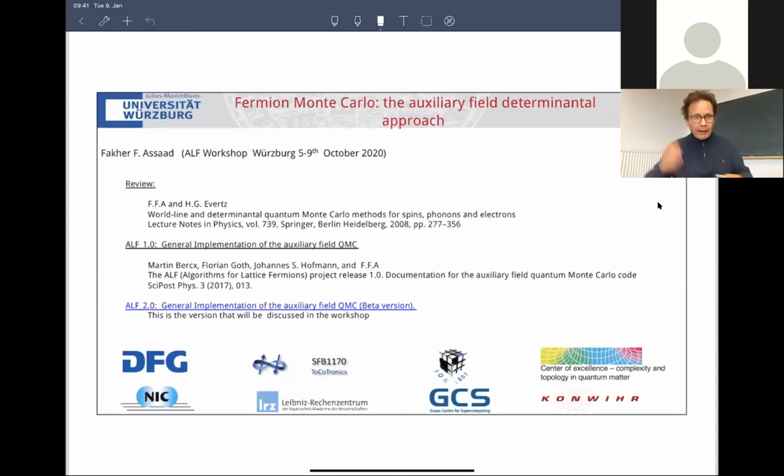So there are many references for Fermion Monte Carlo. We have an old review with Hans-Gert Evertz, which we wrote really some time ago. And then there is the first documentation for the ALF, which is sort of halfway between documentation and also some information on the Fermion Monte Carlo. And this has now been upgraded to this ALF 2.0, where we have much more physics and much more details on how the auxiliary field Monte Carlo works. Of course, the emphasis is on the implementation.